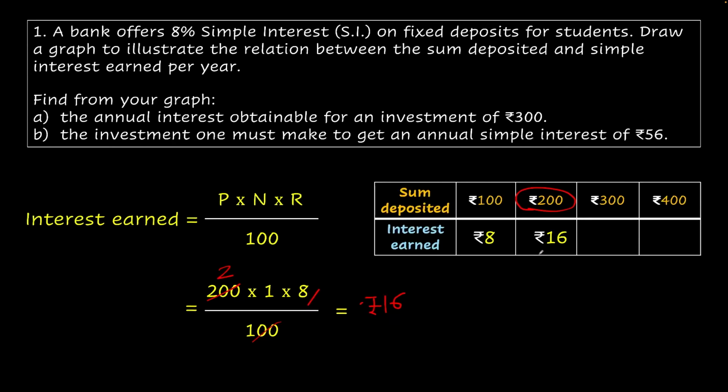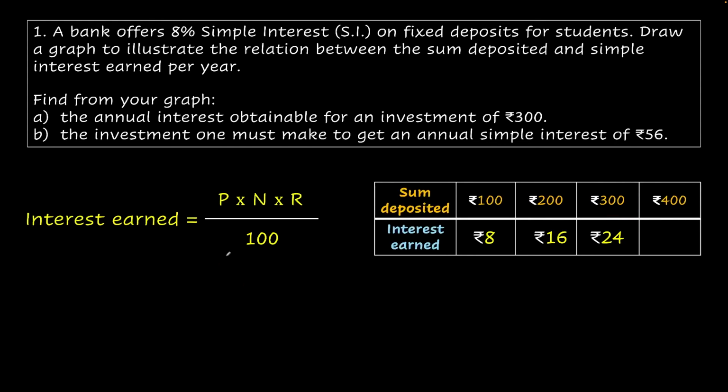So that's 16 rupees. Now let's try for 300. P becomes 300. This is the same. So 100 times 3 and that would be rupees 24. 3 into 8 is 24. Finally, we have rupees 400. So we get 400 times 1 times 8 by 100, which is 100 times 4. 8 4s is 32. So finally, we've completed our table.